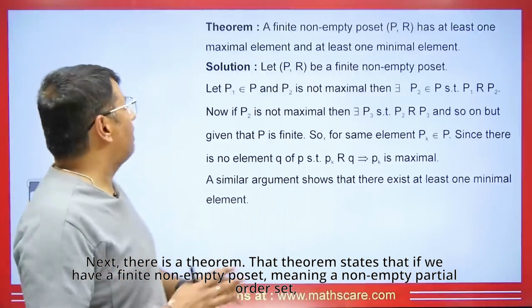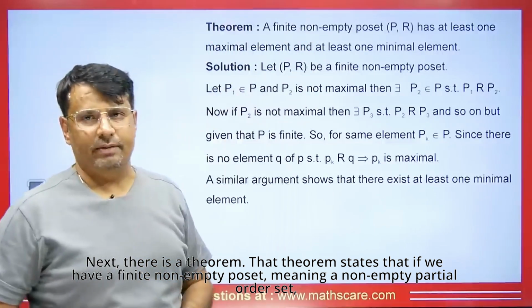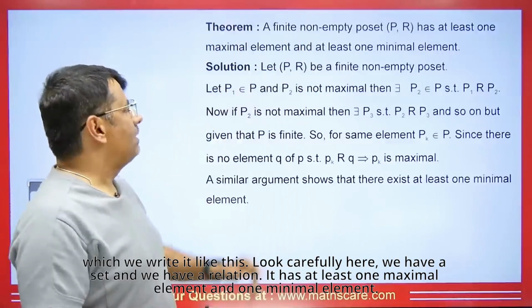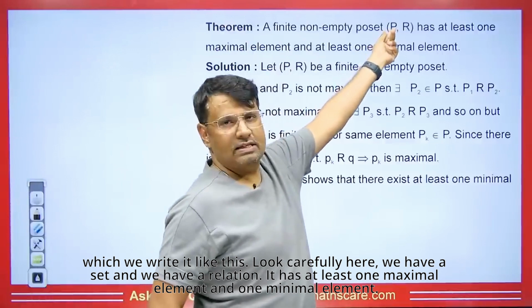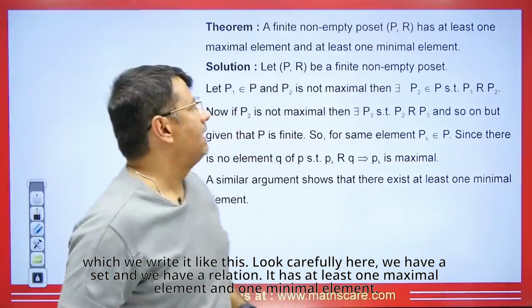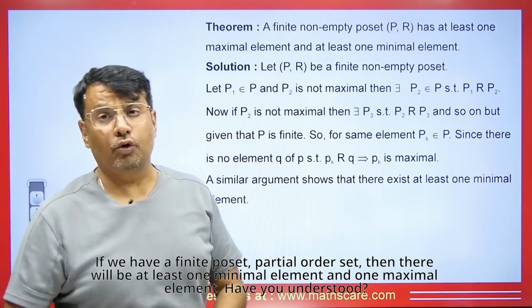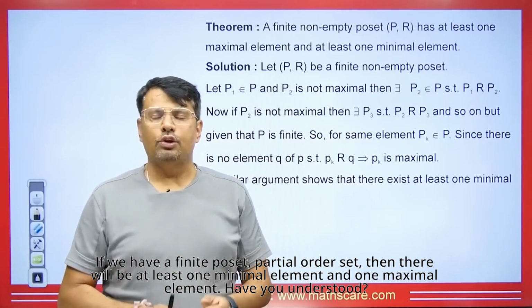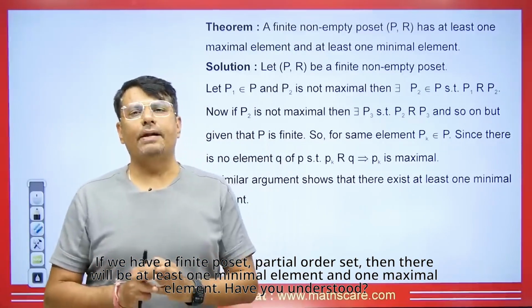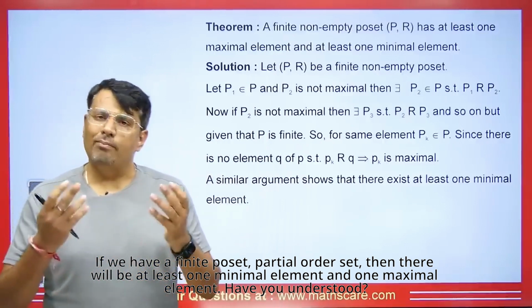Next, there is a theorem. That theorem states that if we have a finite non-empty POSET, meaning a non-empty partial order set, which we write like this. Look carefully here. We have a set and we have a relation. It has at least one maximal element and one minimal element. If we have a finite POSET, then there will be at least one minimal element and one maximal element. Have you understood?